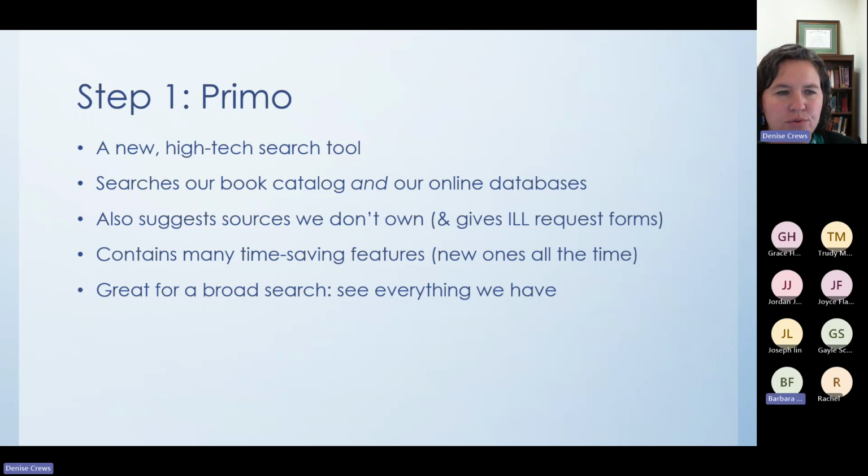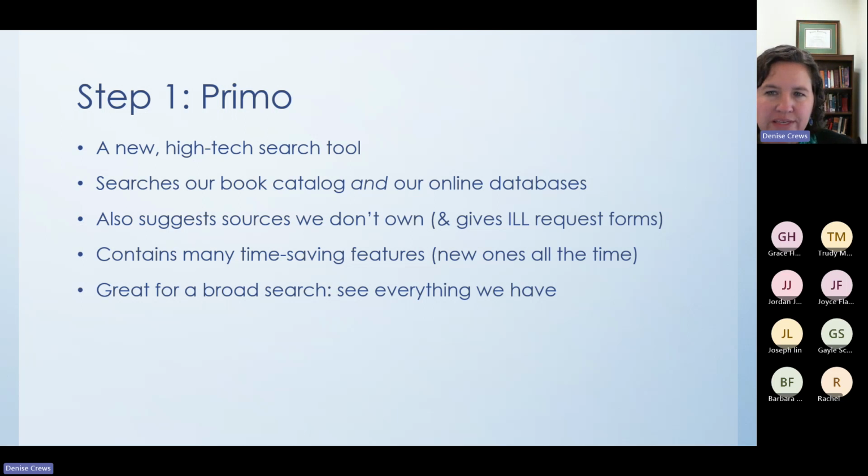In addition to searching the databases, it searches our physical print books. It suggests things we don't even own that we can borrow for you from other libraries. It also searches the web for free sources online that are good quality sources. So Primo is like a one-stop shop that's going to search a lot of different places for you. It's very broad. It's a big search, and so it's a good place to start. It also has some great features and tools that I'm going to show you. So if you don't know where to start and you're just trying to see what we have at the library, start with Primo.